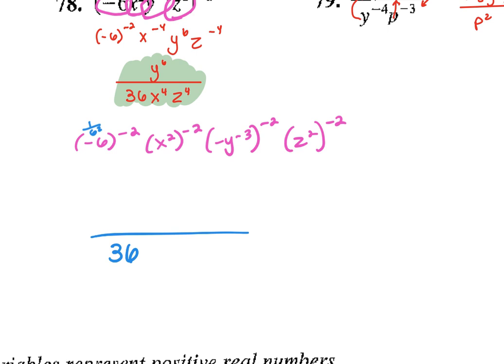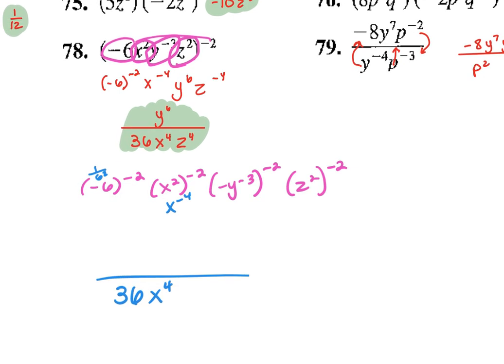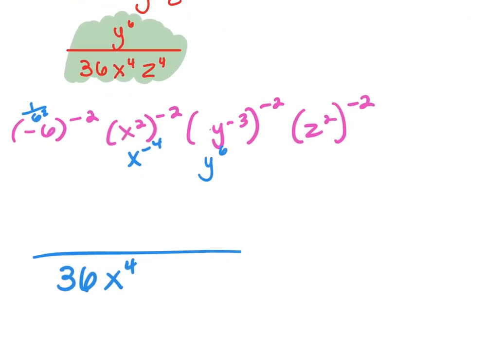X squared raised to the -2 would be x to the -4th. So that one also moves to the denominator. Negative y, why do I have negative there? Sorry, it's not negative. y to the negative third raised to the negative 2 would be y to the positive 6. So that one stays in the numerator. And then z to the second raised to the negative 2 becomes z to the negative fourth, and that moves to the denominator.